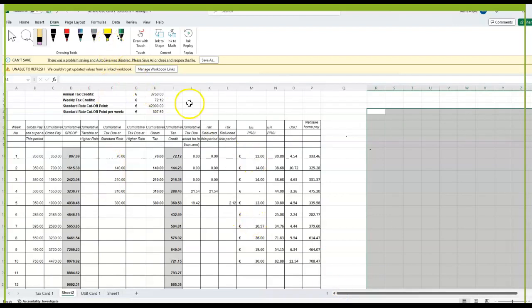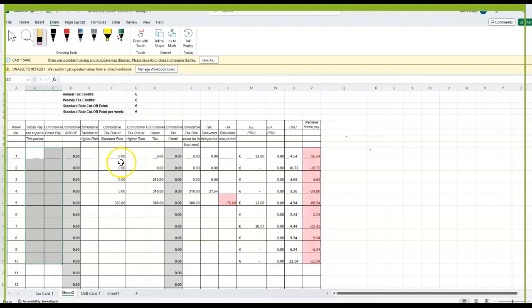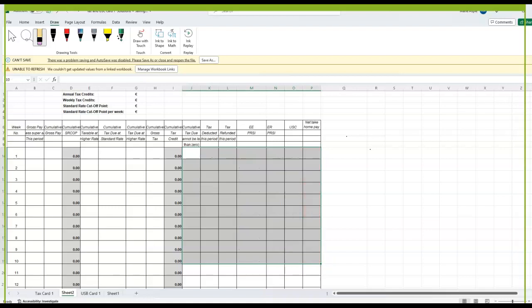The first thing is, when somebody's on emergency, they don't have a standard rate cutoff point, they don't have a tax credit. There's very specific rules regarding the emergency system for all elements of your tax and USC, but not PRSI, because PRSI will still always be on a week one basis. So if I am on emergency tax, why am I on emergency tax? Can anybody tell me? If somebody was assigned emergency, why would they have been assigned emergency?